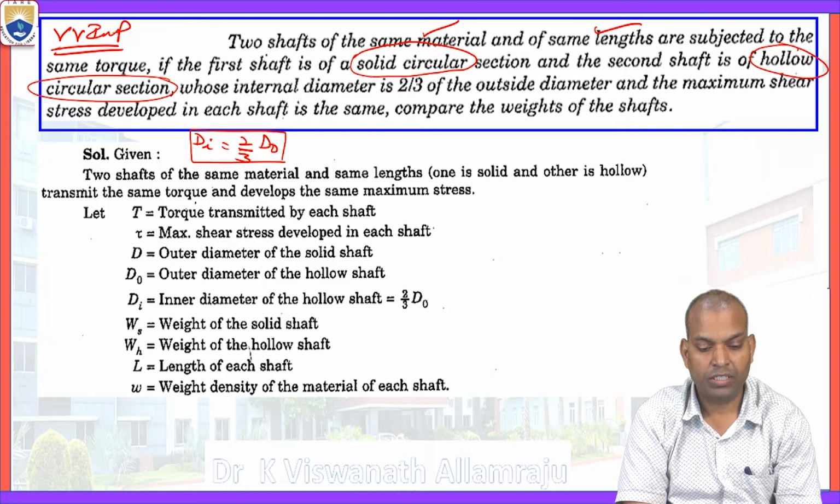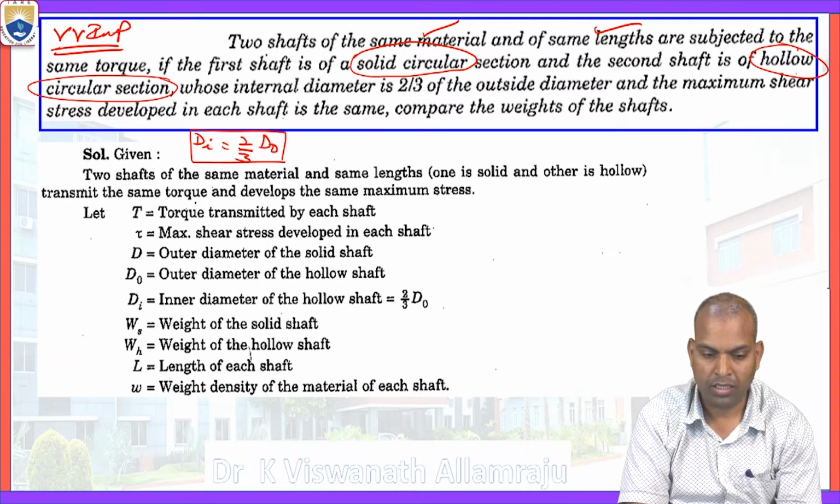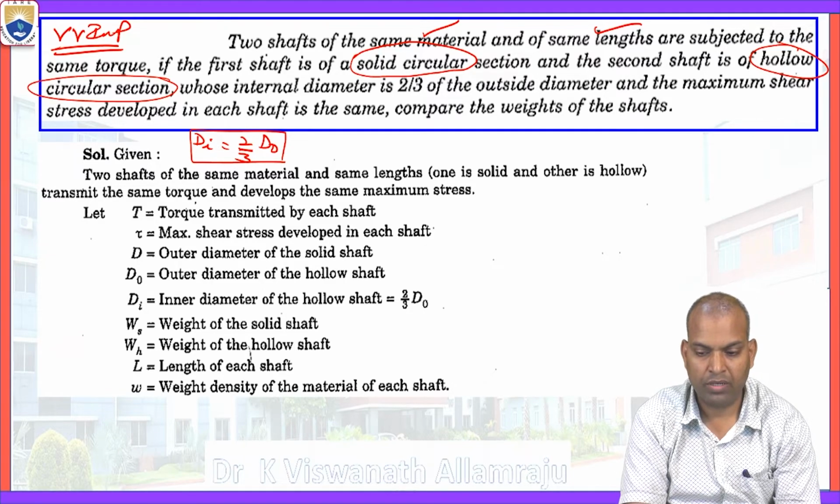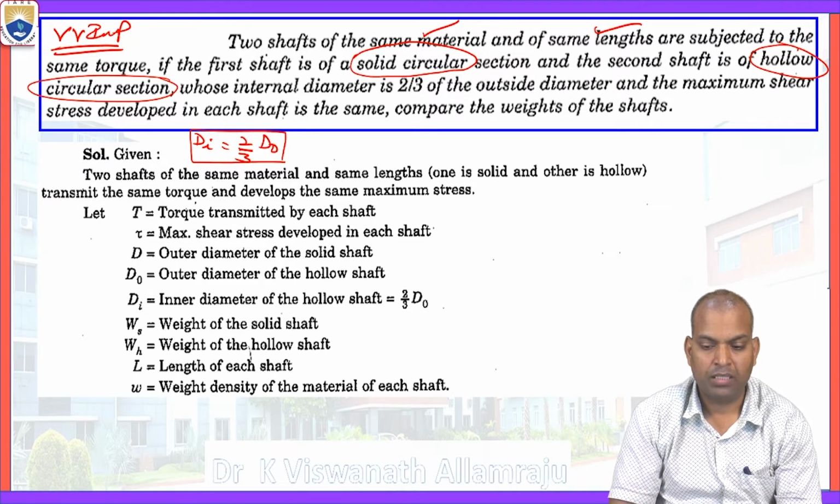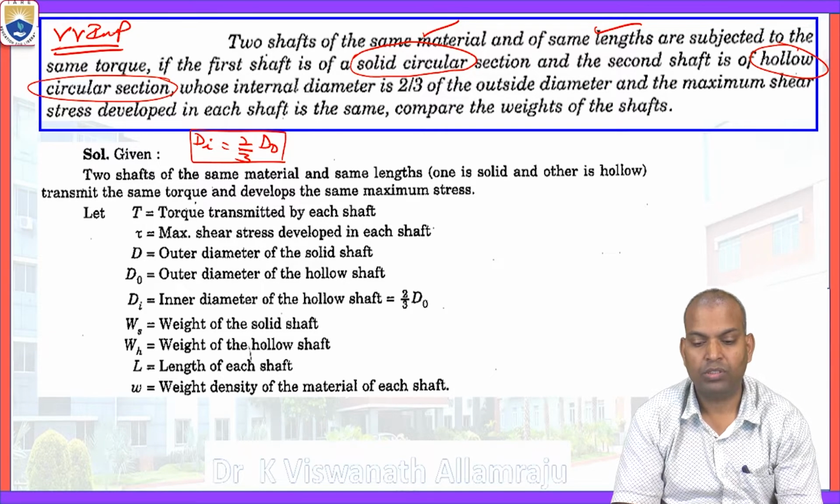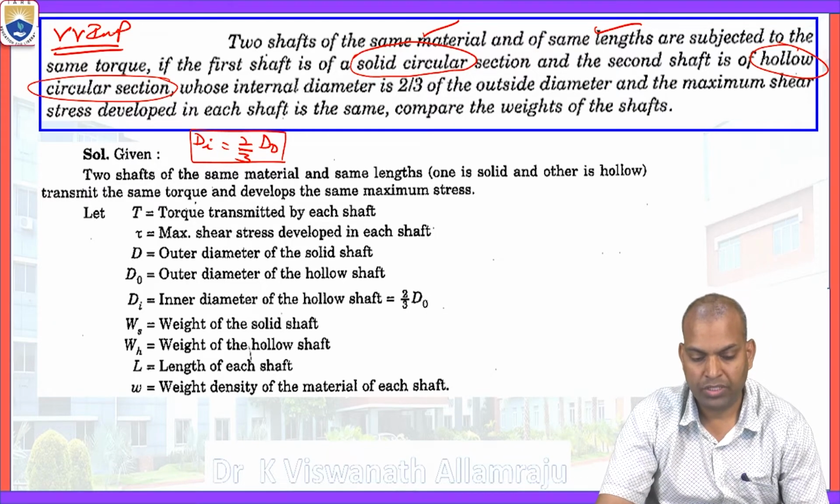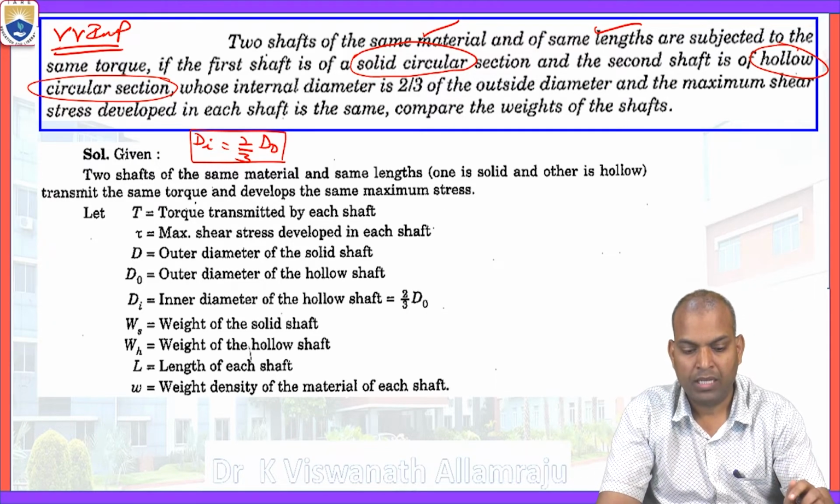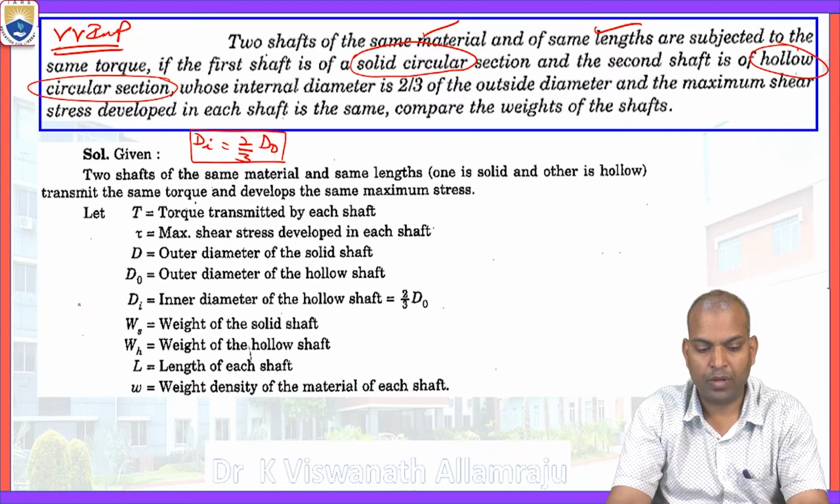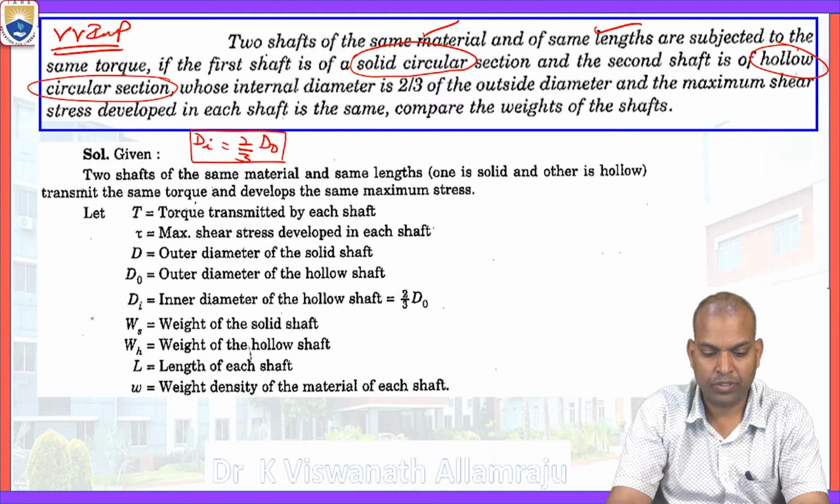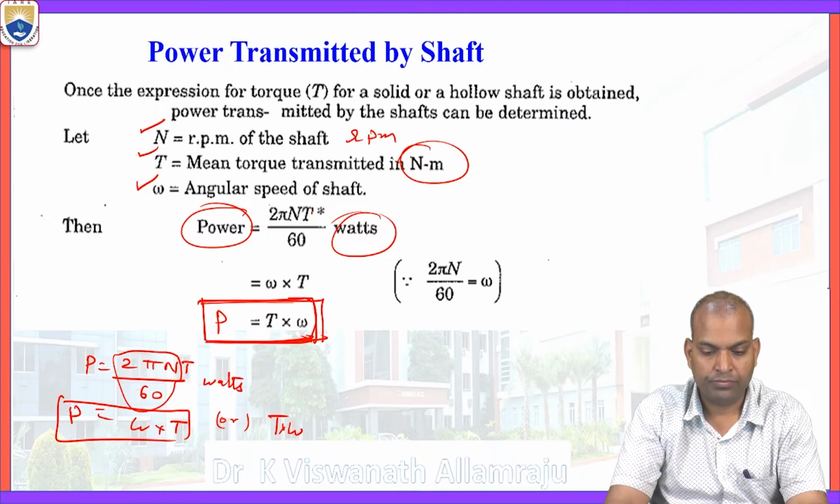So here, what things are given? It is the same material, same length, and also same stress developed, because the material is same, the maximum shear stress developed in each shaft is also same. We have to compare both the weights of the shafts. How to do it? Let us discuss this type of problems orally more, then we can go for solving the problems.